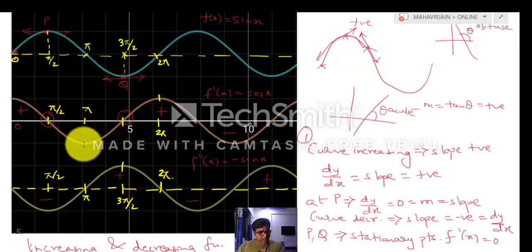At point pi, it is minimum, so its derivative would become 0. At 2 pi, my bad, earlier it was minimum, so now it's maximum. It again becomes 0. So between that: negative, 0, positive, 0, negative. I hope that is understood. Clear? So that was a basic understanding here.